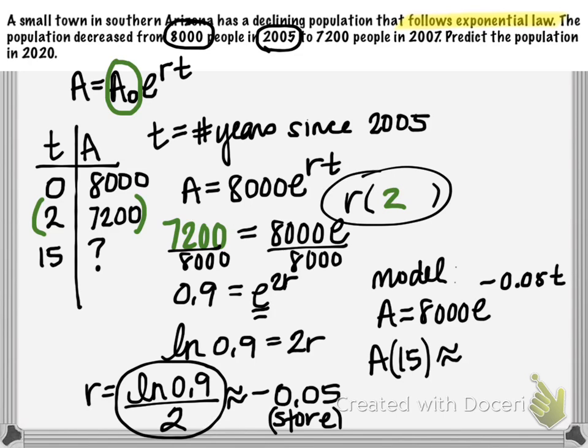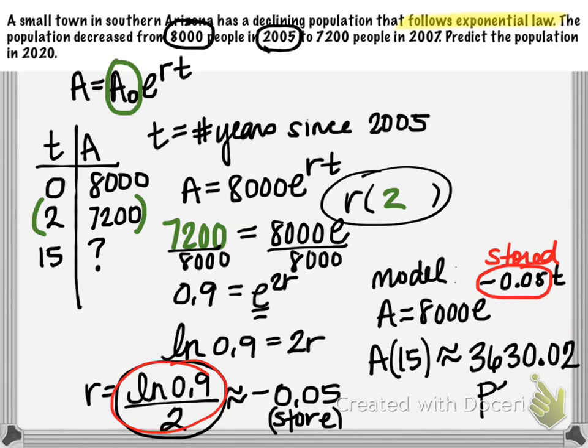And again, that was definitely a calculator problem. Reminding you once more that we're not actually going to enter in the negative 0.05, but rather you're going to use your stored value, or you'll enter it as the natural log of 0.9 divided by 2. So pause the video and check your calculator. And I'm getting 3,630.02, and that would be the number of people that we would expect in this small town in the year 2020.